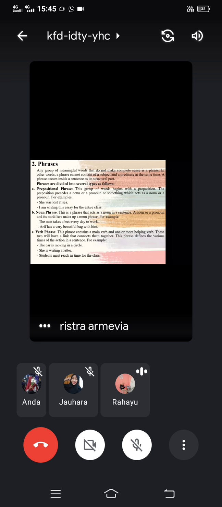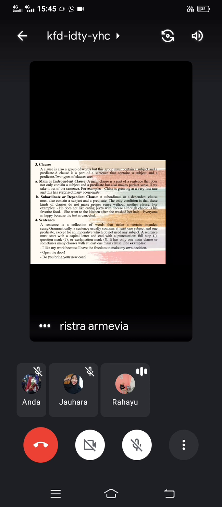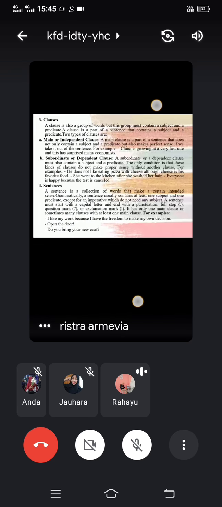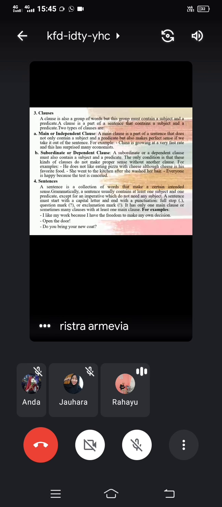3. Clauses. A clause is also a group of words, but this group must contain a subject and a predicate. A clause is a part of a sentence that contains a subject and a predicate. Two types of clause are: A. Main or independent clause. A main clause is a part of a sentence that does not only contain a subject and a predicate but also makes perfect sense if we take it out of the sentence. For example, China is growing at a very fast rate and this has surprised many economists.